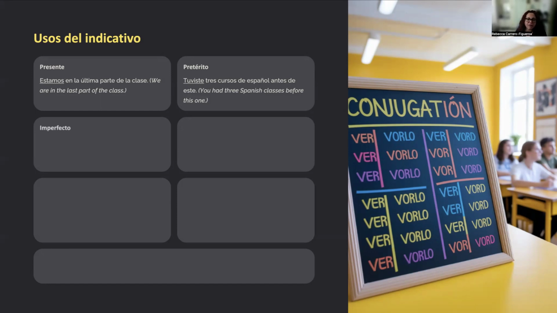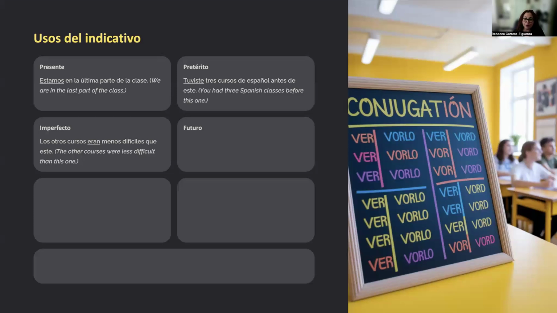Also, in the indicative, imperfecto, the imperfect. Los otros cursos eran menos difíciles que este. Eran, for the verb ser, that's the imperfect, for the third person plural. The other courses were less difficult than this one, for sure.